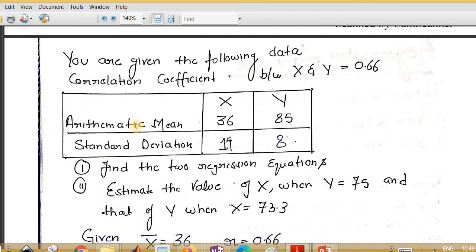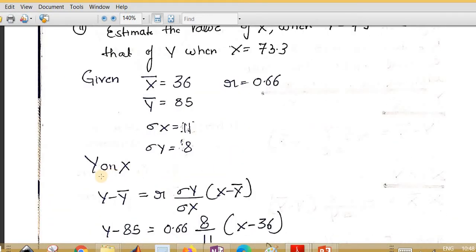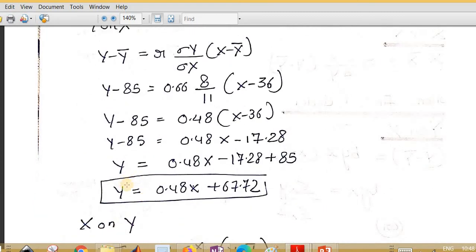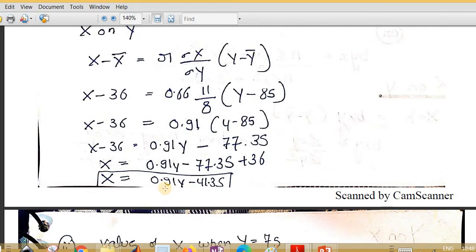In this question we have been given the correlation coefficient, mean and standard deviation. With the help of these we computed our equations of regression lines, that is y on x, computed as y equals 0.48x in this form, and the other, x on y, computed as x equals this line.